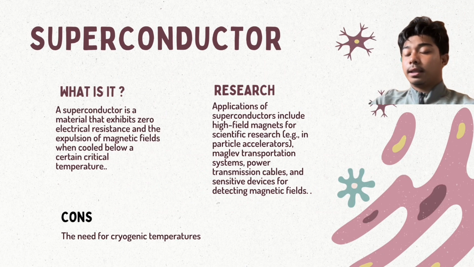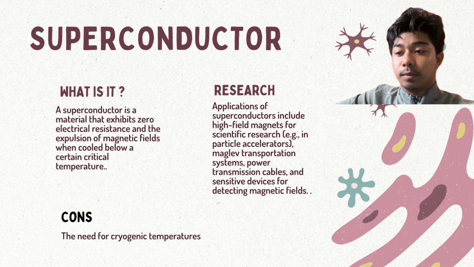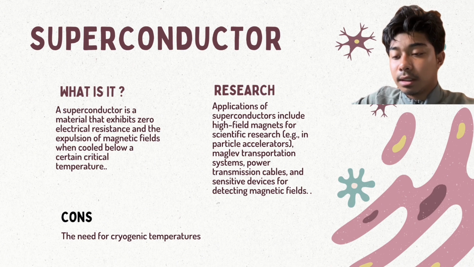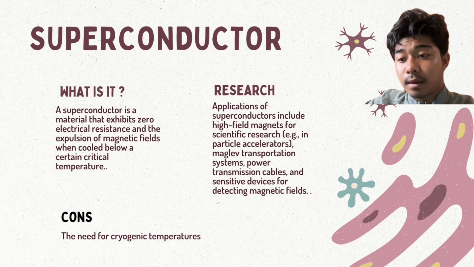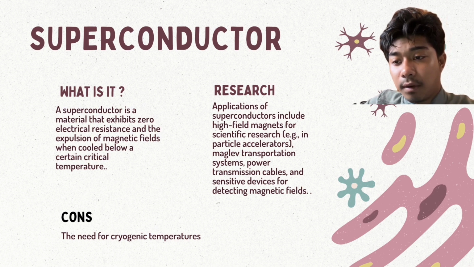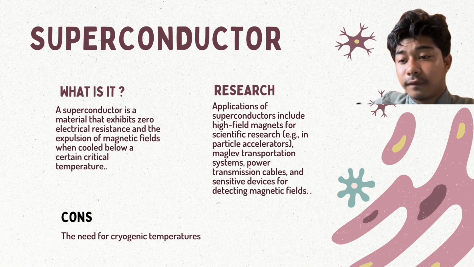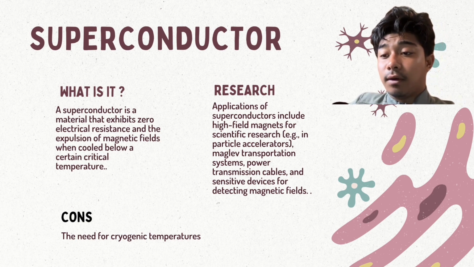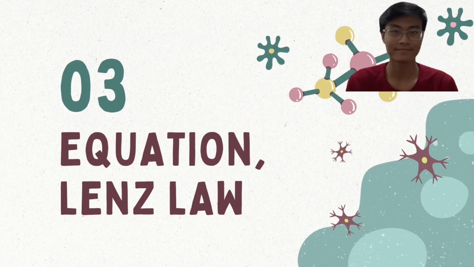And superconductors. What is a superconductor? A superconductor is a material that exhibits zero electrical resistance and the expulsion of magnetic fields when cooled below a certain critical temperature. The applications of superconductors include high-field magnets for scientific research, for example in particle accelerators, maglev transportation systems, power transmission cables, and sensitive devices for detecting magnetic fields. One bad side to it is the need for cryogenic temperatures.